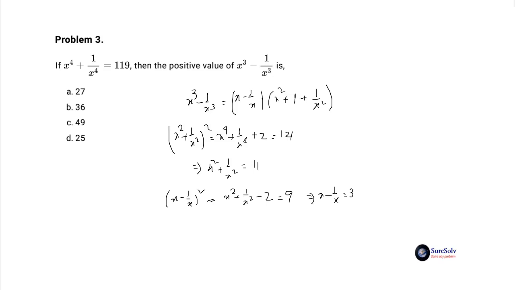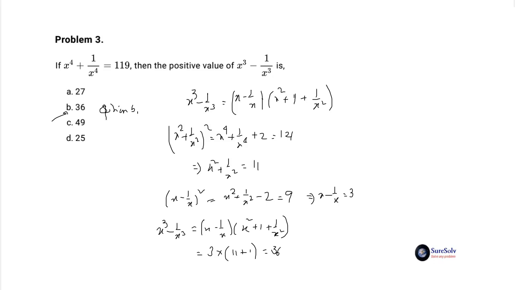Finally, x cube minus 1 by x cube equal to x minus 1 by x multiplied by x square plus 1 by x square plus 1, equal to 3 multiplied by 11 plus 1 equal to 36. Answer is option B, 36. Can easily be solved in mind. Calculations are simple and no special patterns are to be discovered.